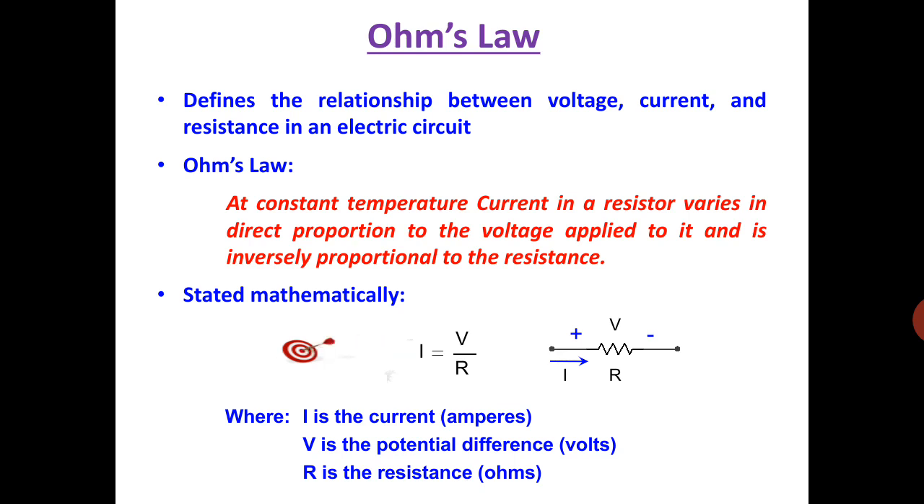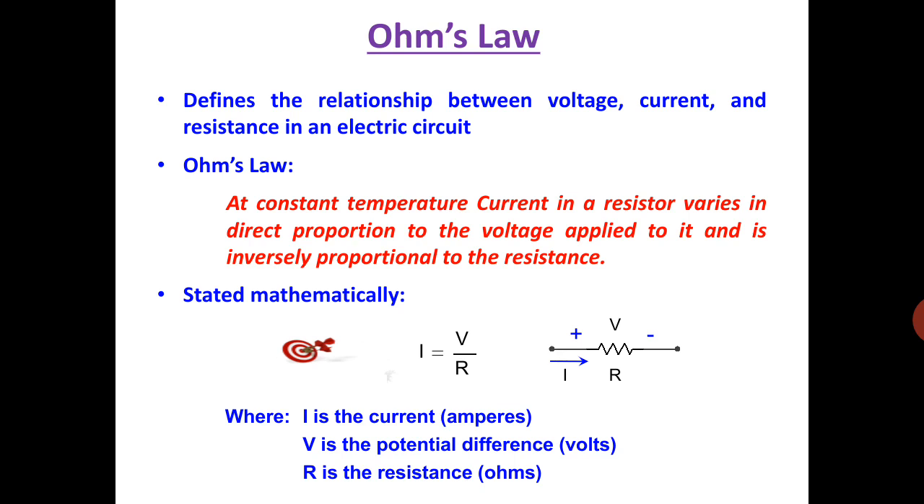V divided by R. If you see the circuit, I is the current flowing in the conductor, V is the potential developed across the two points, and R represents the resistor. So you have I is equal to V divided by R. The current is directly proportional to the voltage, and it is inversely proportional to the resistor. Everything is carried out at constant temperature. That is the main important factor.